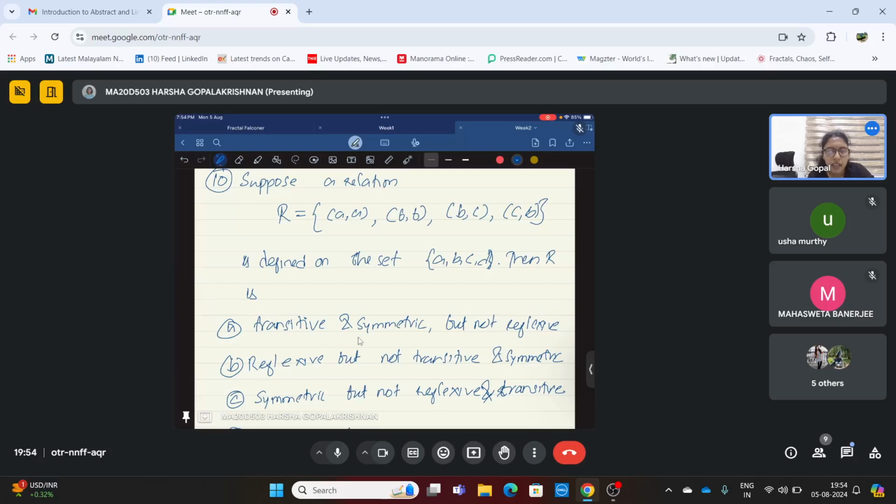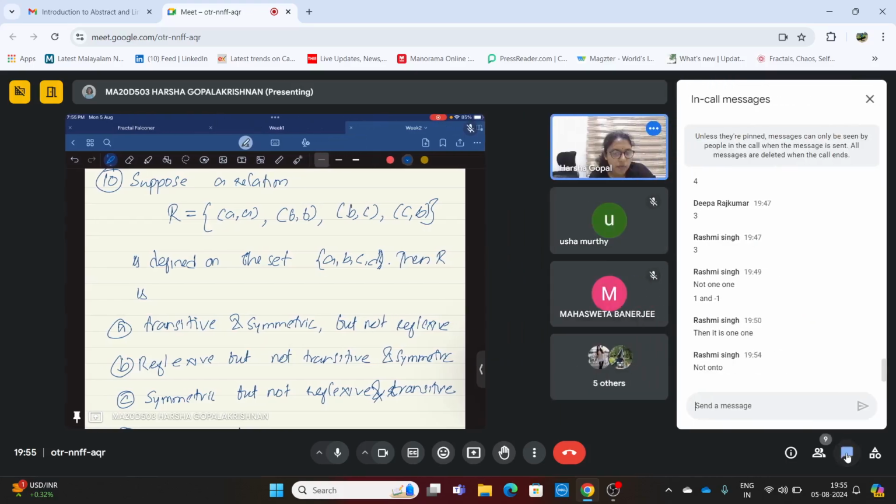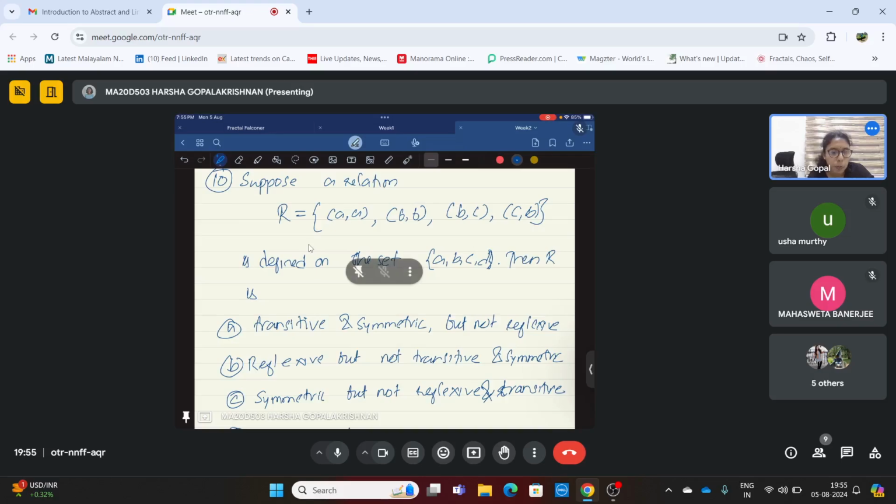First, let us see about reflexivity. So what do you think about reflexivity? Whether it is reflexive or not? Yes or no? Is this reflexive? What is reflexive?